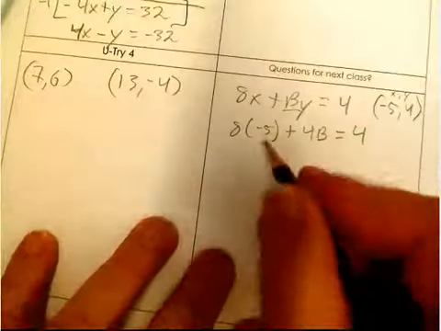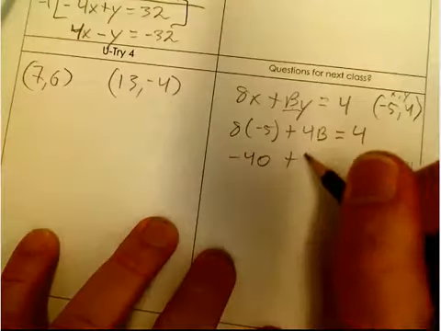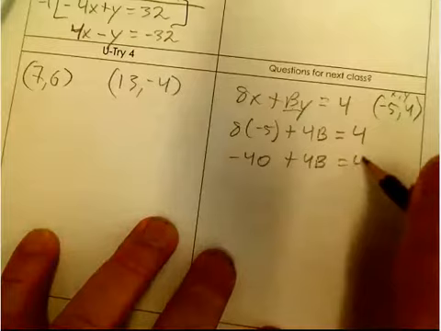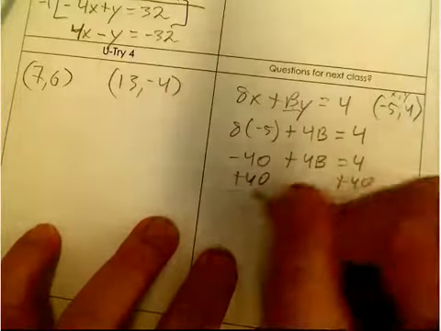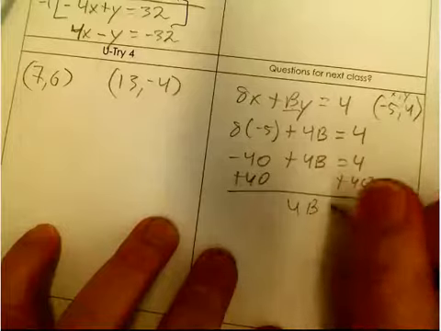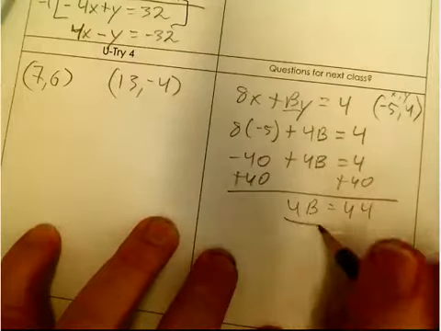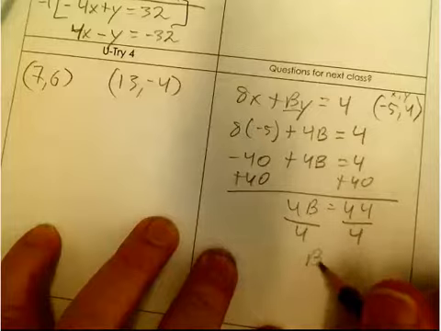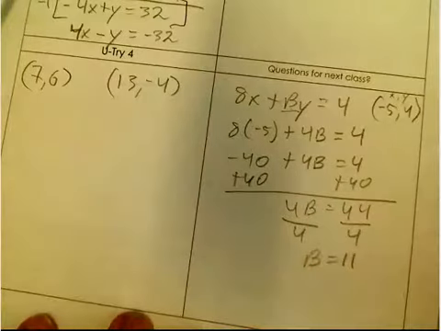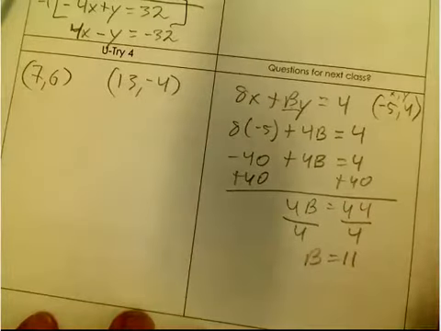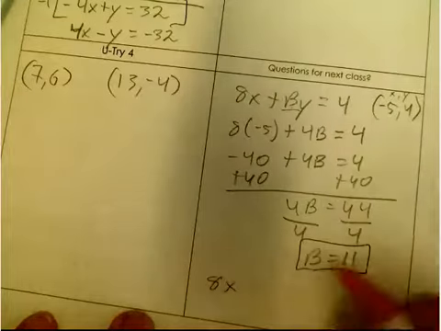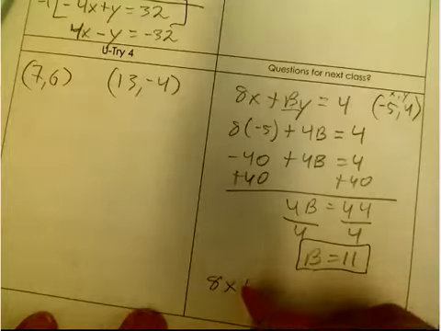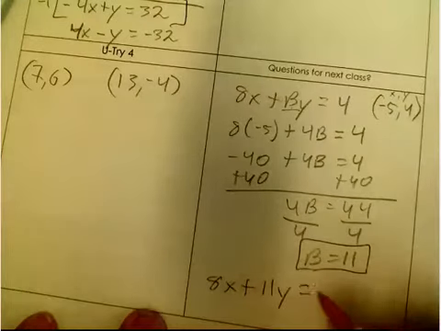Well, 8 times -5 is -40. -40 plus 4b is equal to 4. If I add 40 to both sides, I get 4b equals 44. Divide both sides by 4, and I get b is equal to 11. And there we go. We figured out what b is. And now I can rewrite the equation, putting 11 in place of b. And my final answer is 8x plus 11y equals 4.